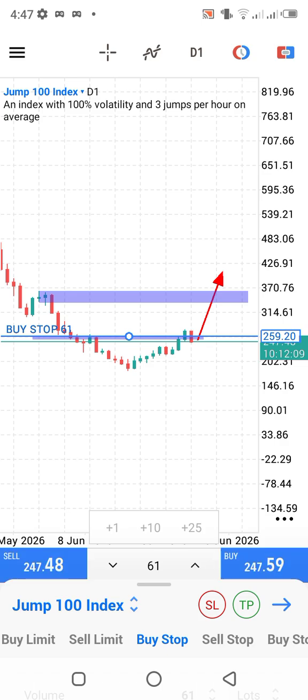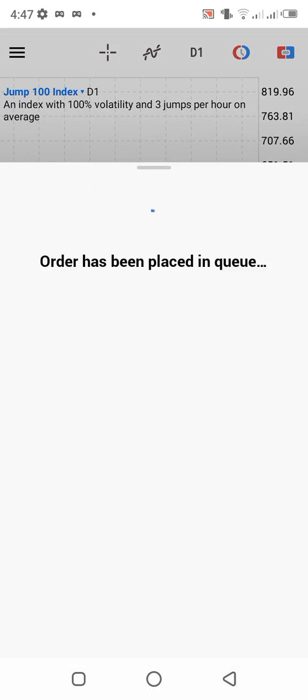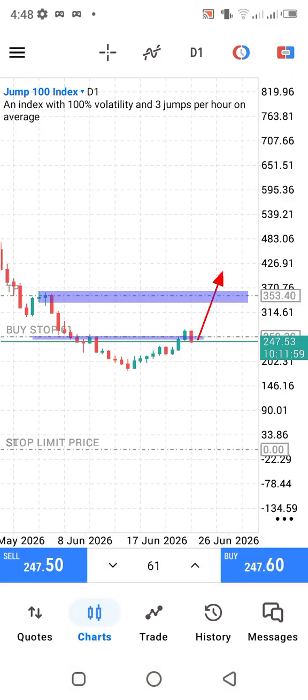I usually use maximum lot, right? And then the TP is going to be around, this is around 6k. So our pair here is not that volatile, but 6k is not bad, right? 6k is not bad, especially if we have a clean setup.